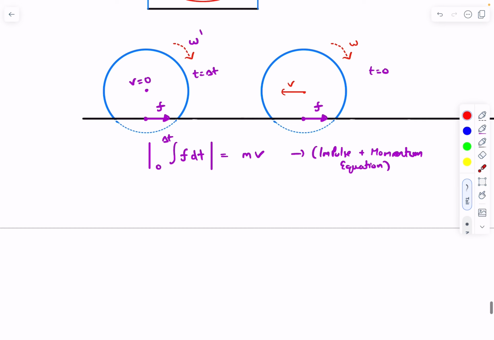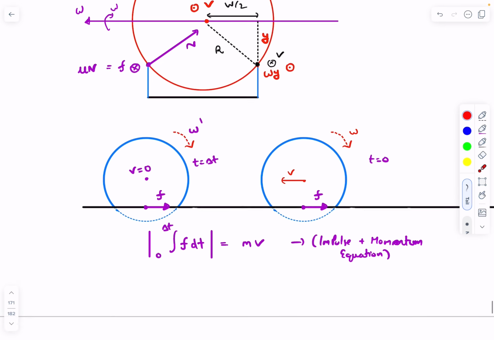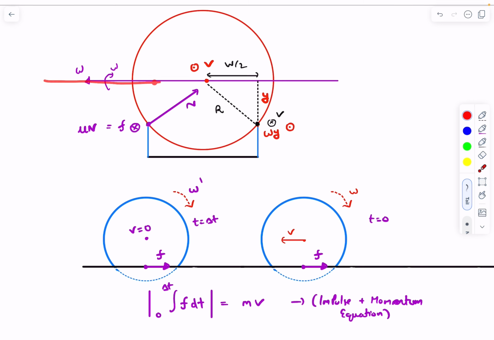Okay, so now we'll observe the angular momentum equation. So let's apply the equation about this horizontal axis passing through the center of mass.